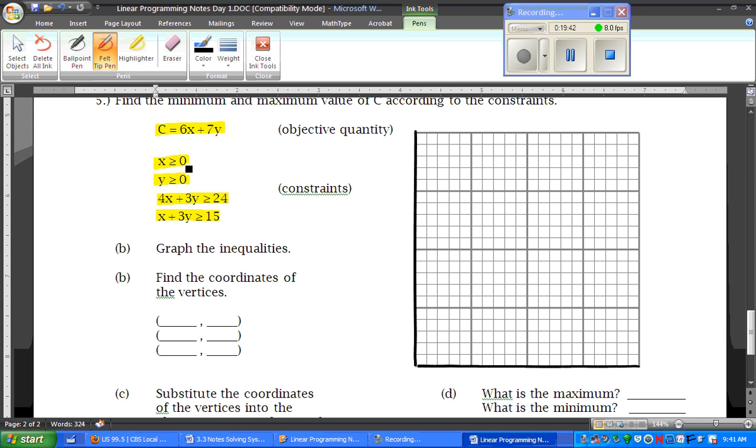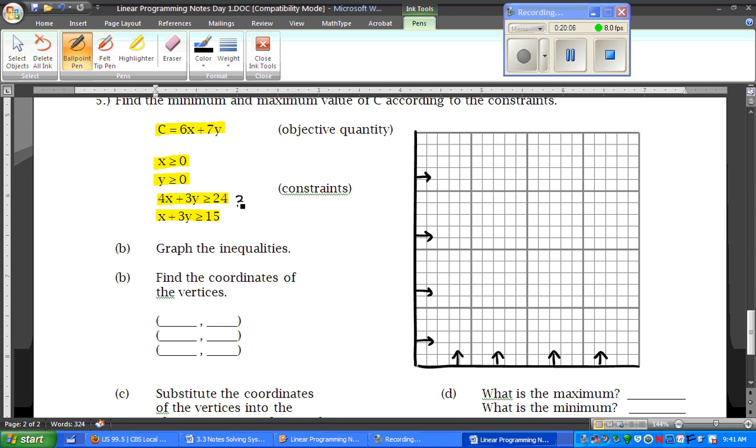When I graph x is greater than or equal to 0, that's actually the y-axis. Greater than or equal to means I shade to the right. When you graph the second inequality, y is greater than or equal to 0, that's the x-axis. It's already drawn in. Greater than means I shade above.